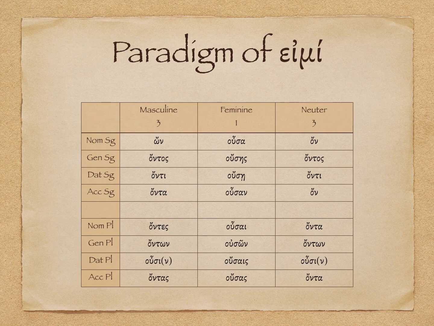Here's the paradigm of ami, third declension for masculine and neuter, first for feminine. And here you have a very close to the participle morpheme. Nu tau, notice in the masculine and neuter, and usa in the feminine. The verb ami, if you memorize this, will help you to know pretty closely the participle morpheme and what it looks like in various words.